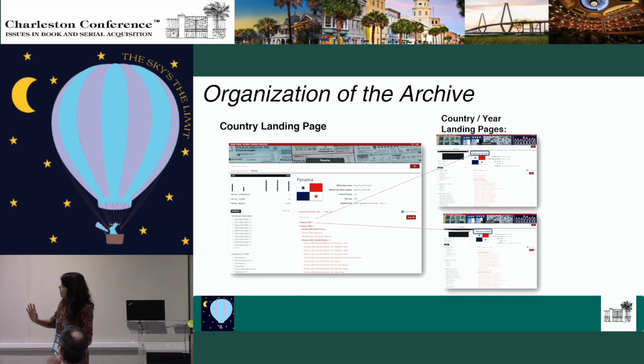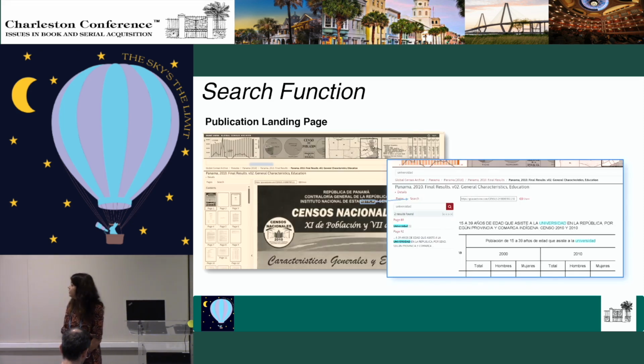And everything is organized with a clear hierarchy. So we have, for example, the countries. Let's say Panama. You want to talk about the censuses of Panama, and you go to the Panama page. You see all the censuses that are available for that country. Then for each census year, you will see another country-year landing page, and again, you see the list of publications under that. So everything is organized in a straightforward hierarchy, enabling students, and especially undergraduate students, to use it and do their own research.